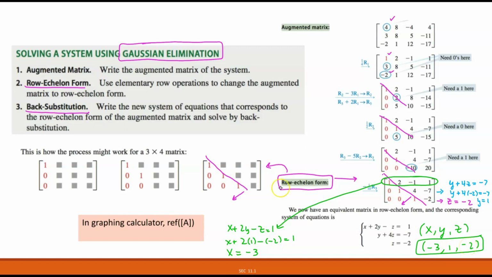So this is called row echelon form. We're only interested in ones along the diagonal, zeros below the diagonal. On your calculator, that's your REF, row echelon form. Okay, so Gaussian elimination with back substitution.